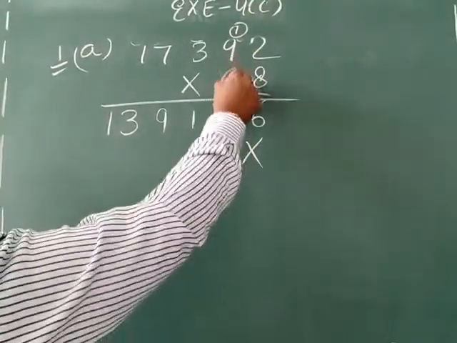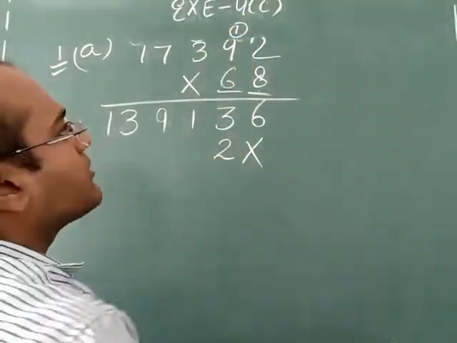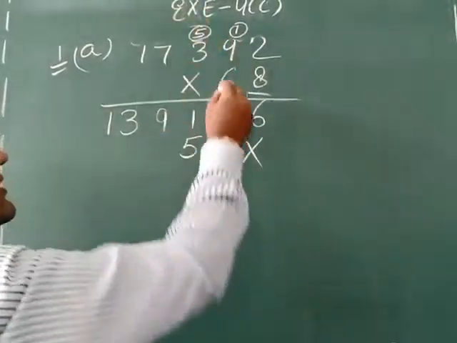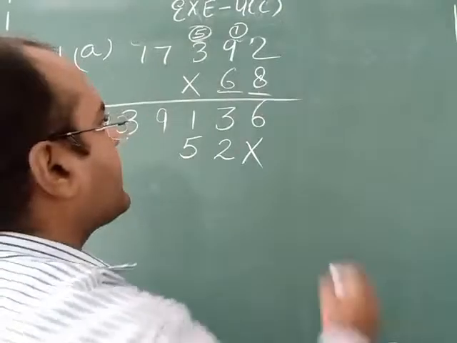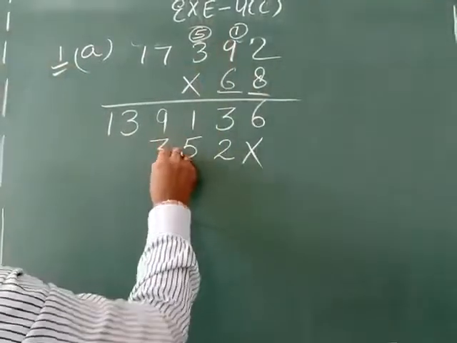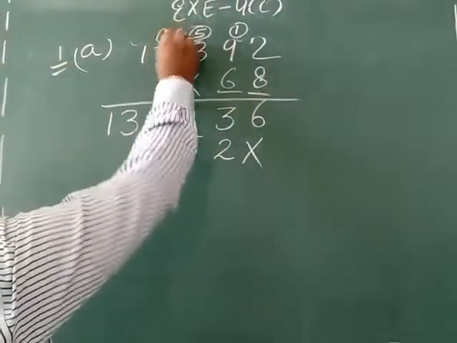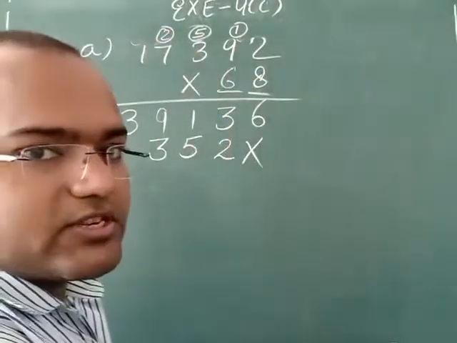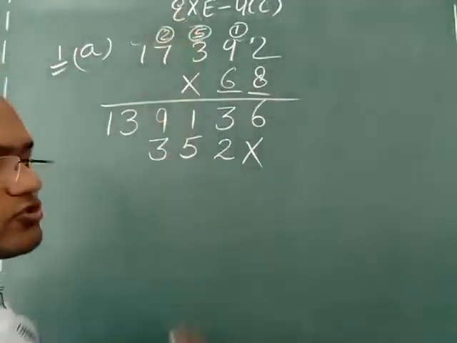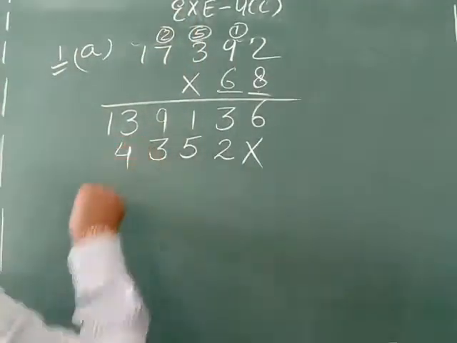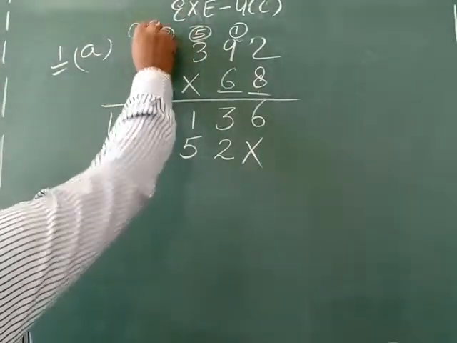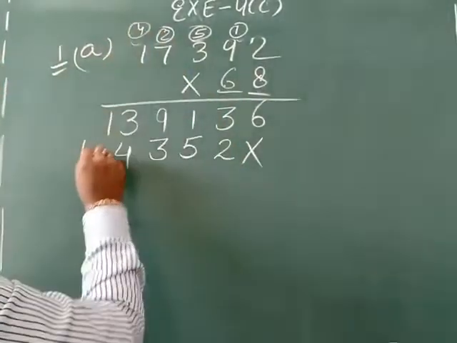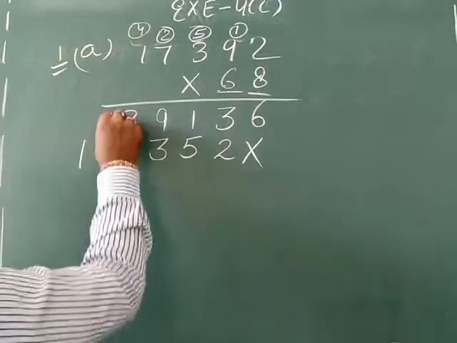Now 6 nines are 54 plus 1 is 55, 5 we have to write here and 5 we have to write on the top. 6 threes are 18, 18 plus 5 is 23, 3 we have to write here and 2 we have to write on the top. Now 6 sevens are 42, 42 plus 2 is 44, 4 we have to write here and 4 on the top. 6 ones are 6, 6 plus 4 will be 10, so 1 here and 0 under this 1.